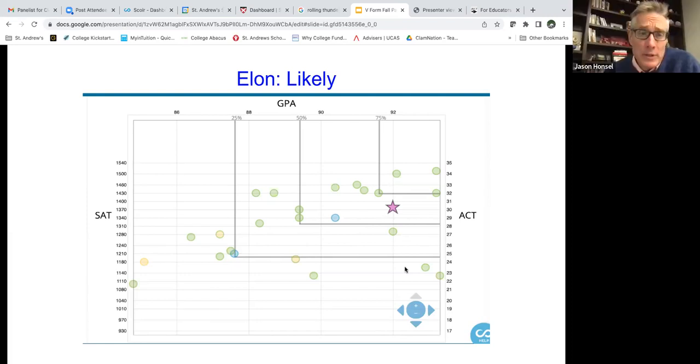Just for clarification, these are only St. Andrews applicants. These are strictly students from St. Andrews in the last 4 years. The student with the star we made up, but those are all real St. Andrews students. So you get a sense of GPA, SAT, and ACT scores for students who have applied to Elon in the last 4 years.